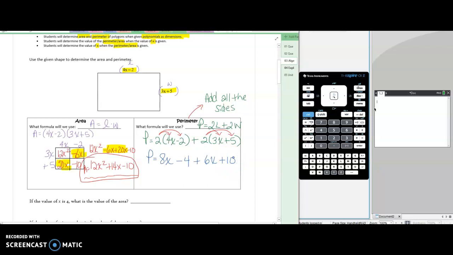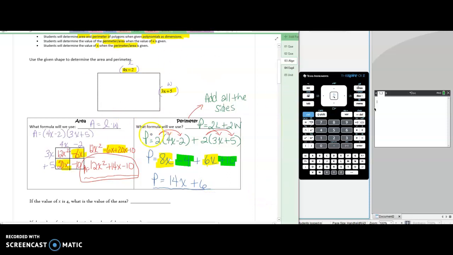Okay, not quite done yet, right? I have some like terms. What are my like terms? These two go together, right? I'm just going to highlight them like this, make it a little bit easier. And then these two go together, right? All right, so let's combine those. What is 8 plus 6? Well, that's 14, so it's 14x. Negative 4 plus 10. Flip it around. What's 10 minus 4? That's 6, right? All right, so my perimeter is 14x plus 6.